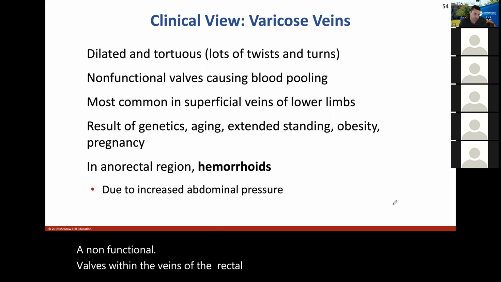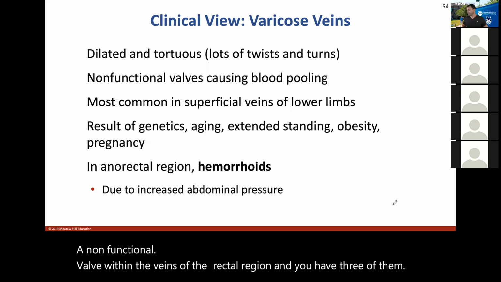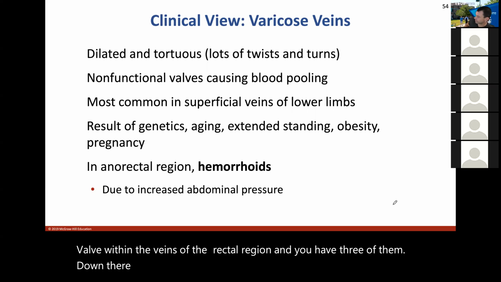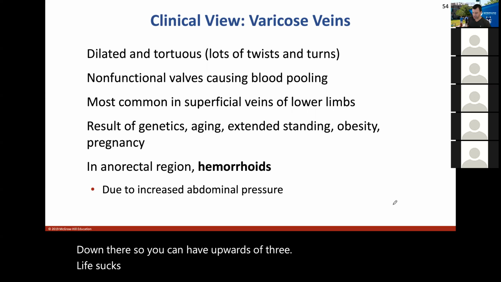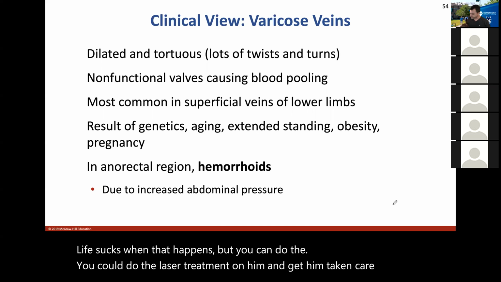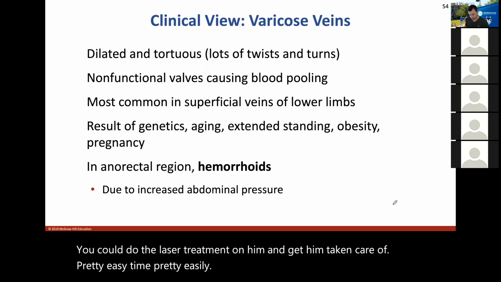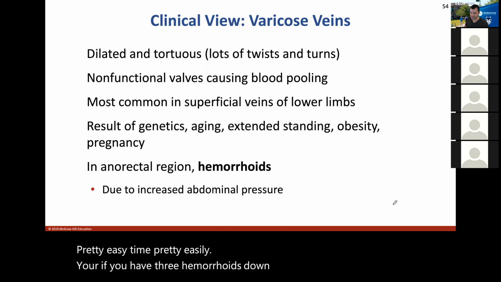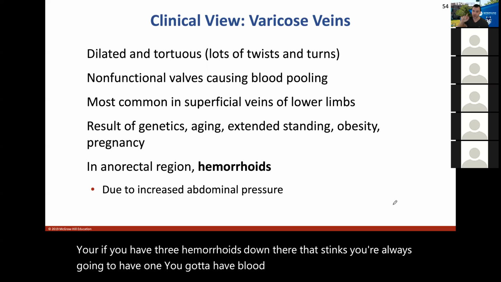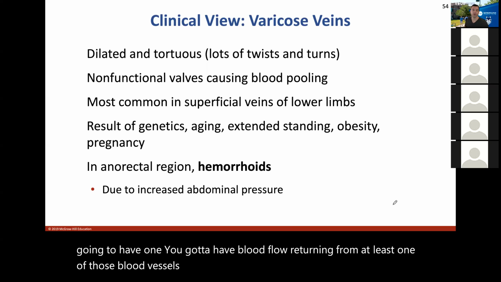And you have three of them down there. So you can have upwards of 3. Life sucks when that happens. But you can do the laser treatment on them and get them taken care of pretty easily. Okay? Pretty easily. If you have 3 hemorrhoids down there, that stinks. You're always going to have one. You got to have blood flow returning from at least one of those blood vessels down there, or you're going to lose the tissue.